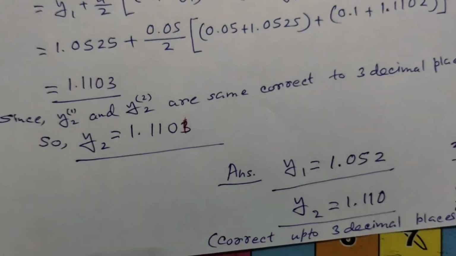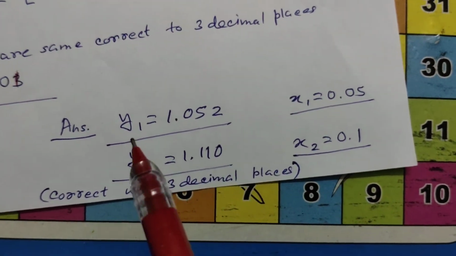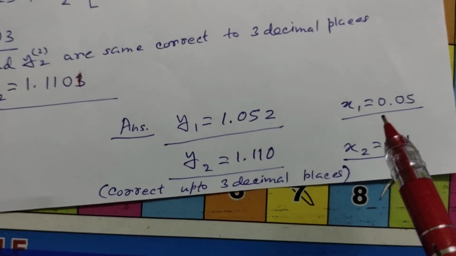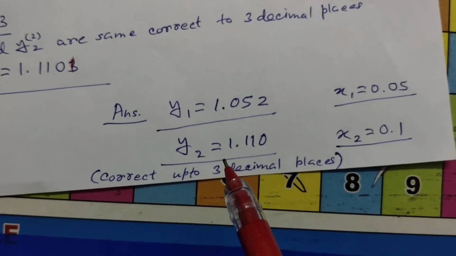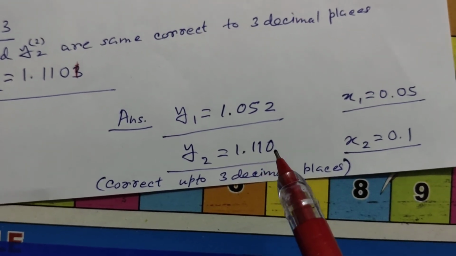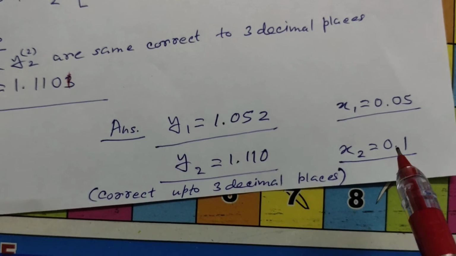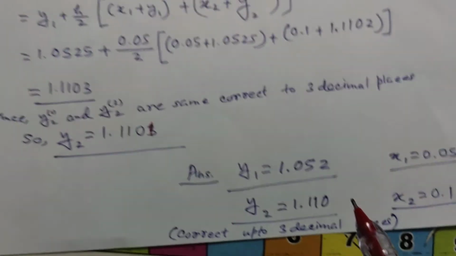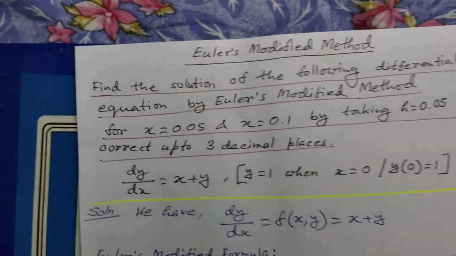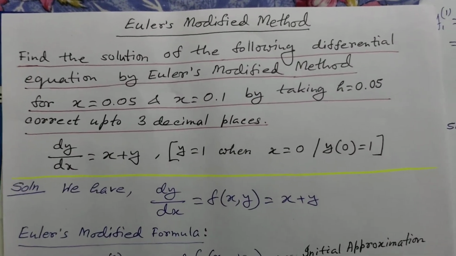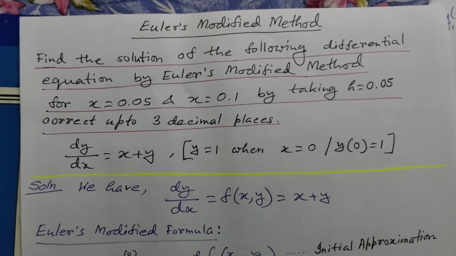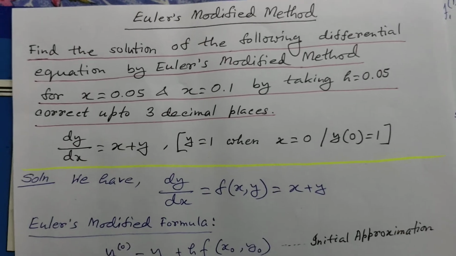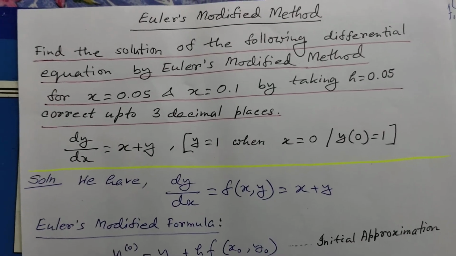So here we write y1 equals 1.052 for x1 equals 0.05, and y2 equals 1.110 where x2 equals 0.1, and these two values are correct up to 3 decimal places. So this is the answer for this given question, and we have solved this ordinary differential equation using the modified Euler's method.